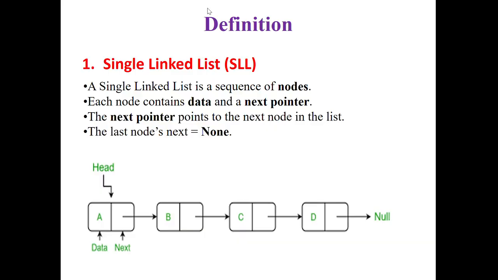A single linked list is a sequence of nodes. Each node contains the data and the next pointer. The next pointer points to the next node in the list, and the last node's next pointer is always null, which means the list ends there. So this is the single linked list.